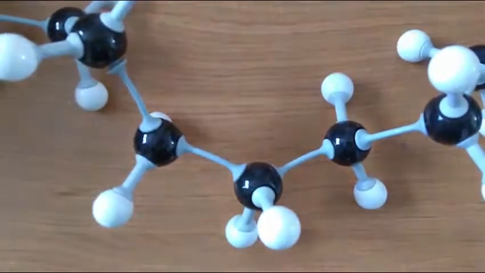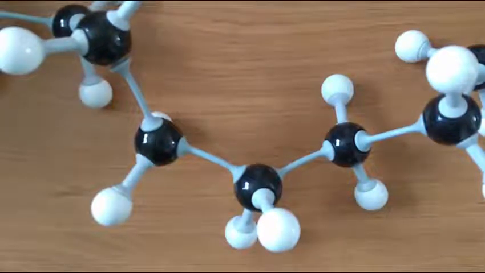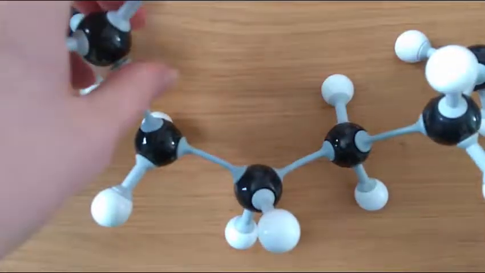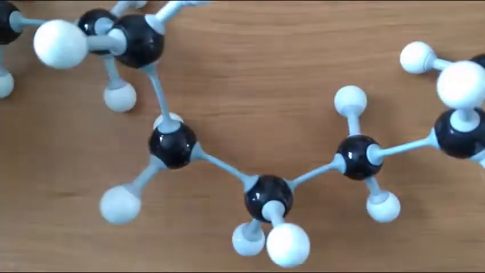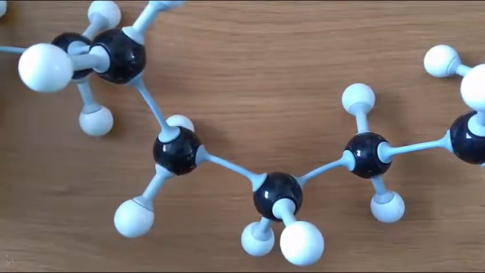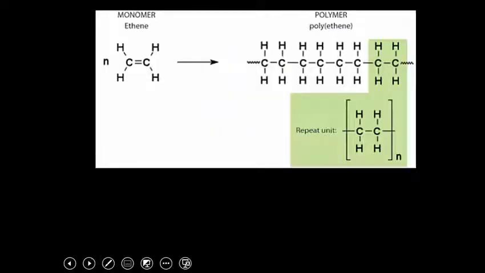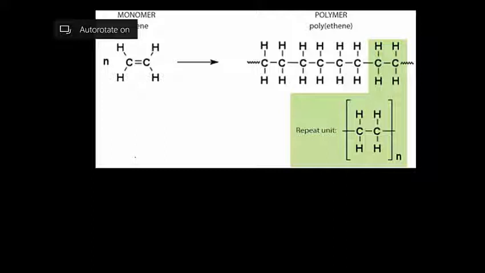And that means that it raises the boiling and melting points and changes the property because we've turned those double bonds into single bonds and joined them together to make one very, very long chain. Okay, so here we've got an ethene monomer being turned into a polymer of polyethene. We can draw that as a long chain, but we can also draw it as a repeat unit in big square brackets with an n.